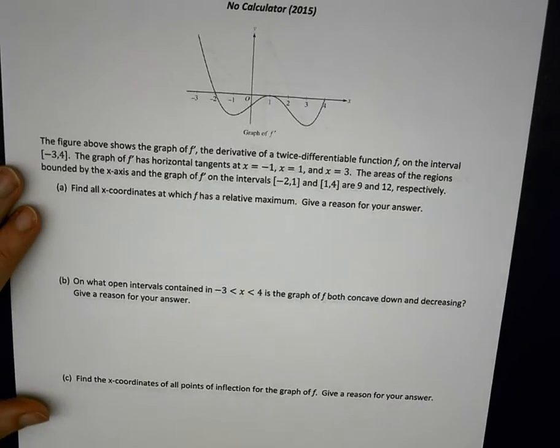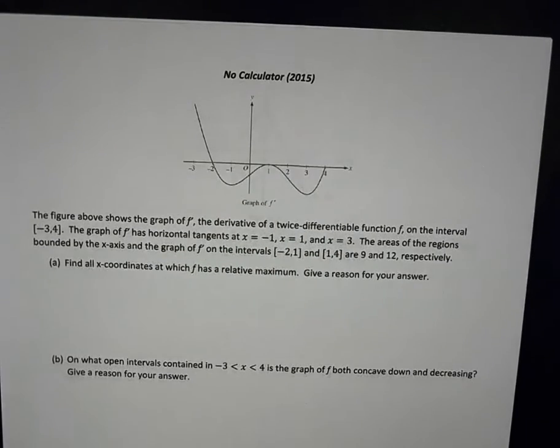We have another f prime, f double prime graph. My recommendation, make this one a little bit more so yours. We have the figure above shows the graph of f prime, the derivative of a twice differentiable function f on the interval negative 3 to 4. The graph of f prime has horizontal tangents at negative 1, 1, and 3. The areas of the regions bounded by the x-axis and the graph of f prime on the intervals negative 2 to 1 and 1 to 4 are 9 and 12 respectively.